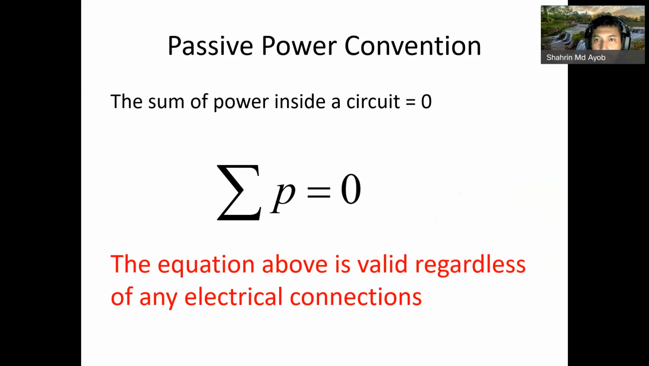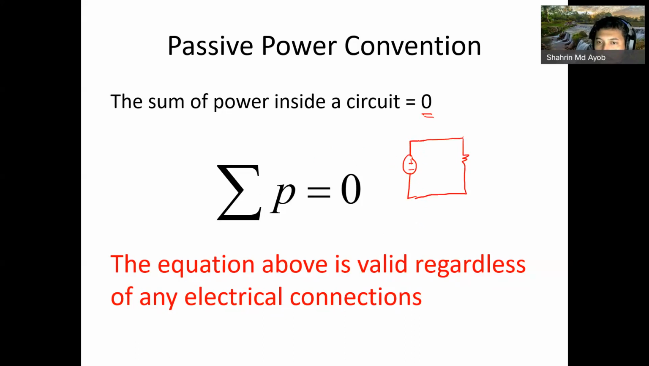And this is actually a law: the sum of power inside a circuit must equal 0, meaning that the summation of all elements absorbing or generating must equal 0. These equations are valid regardless of the electrical connection. For example, if I have this element, a voltage source, and then we have a resistor here.